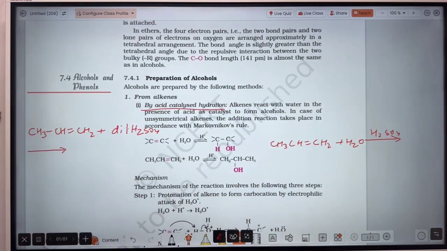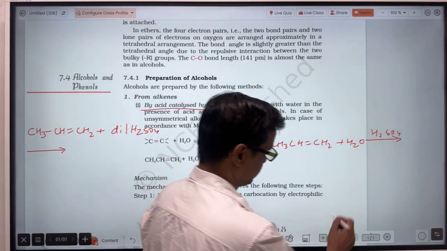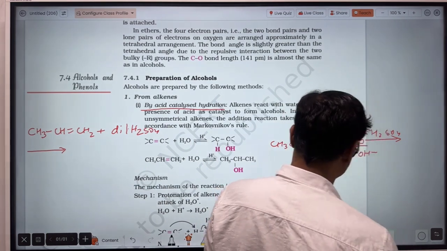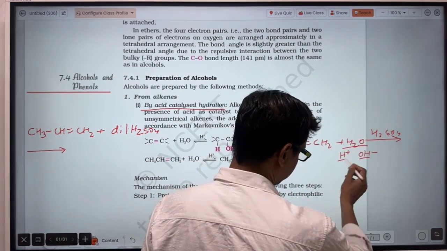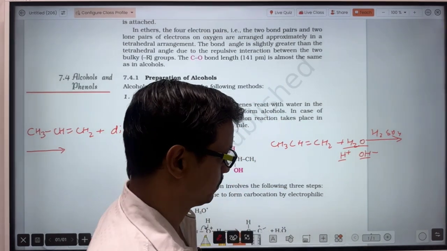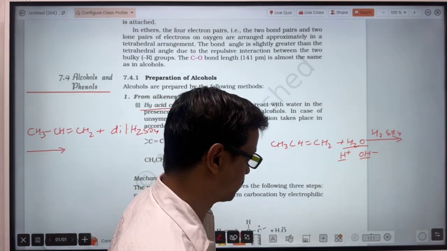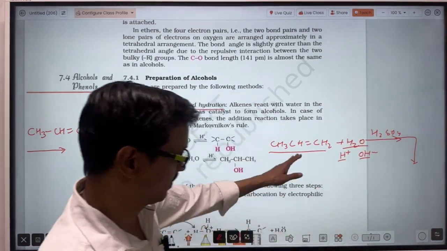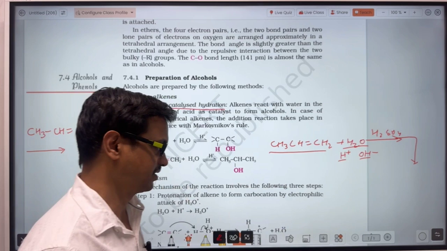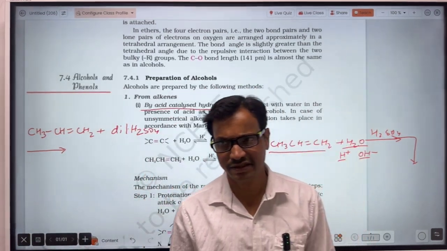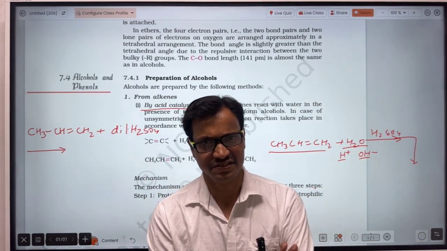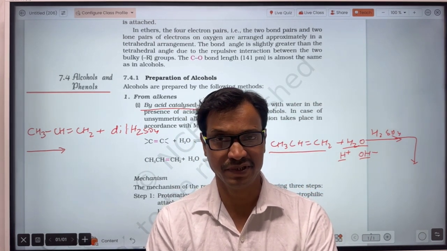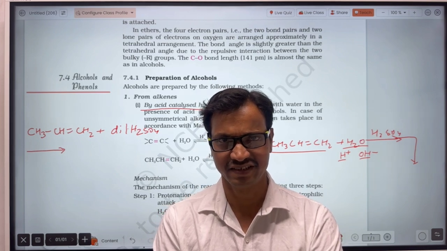Actually water participates in the reaction here. Water dissociates into H plus and OH minus ions. Here the OH minus ion is the negative part and hydrogen is the positive part. And you know by Markovnikov's addition rule that during the addition reaction of an alkene, the negative part of the reagent will bond to that unsaturated carbon atom which contains the lesser number of hydrogen atoms.